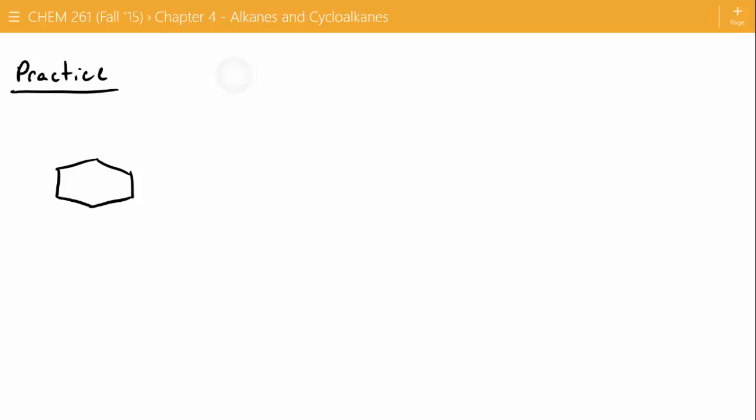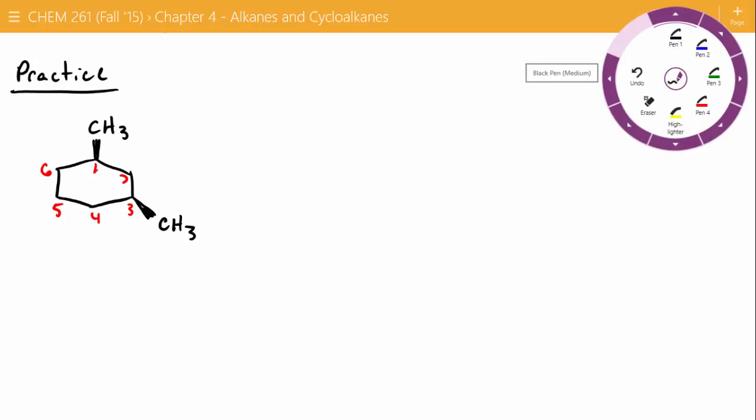We're going to do another dimethyl cyclohexane. This time I've got a CH3 pointed up and another CH3 pointed up. And if we number this, we'd say 1, 2, 3, 4, 5, 6. Do you think this is going to be cis, meaning on the same side, or trans, meaning on the opposite side? Cis. Both methyl groups are pointed closer to our eyes, right? So this is going to be cis 1,3 dimethyl cyclohexane.